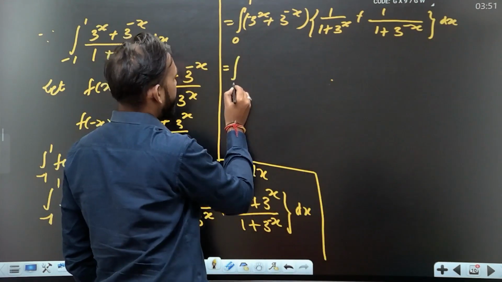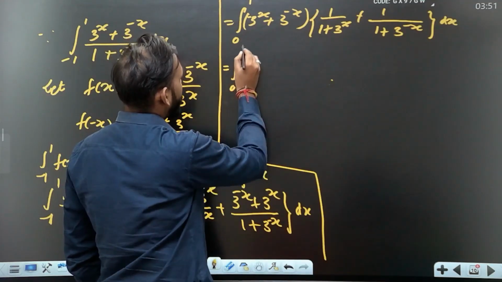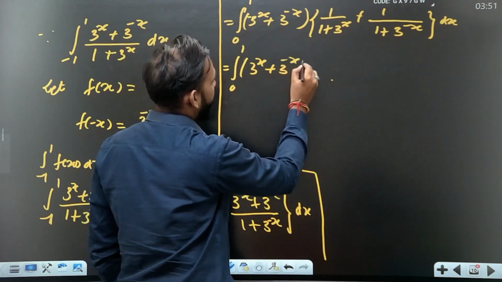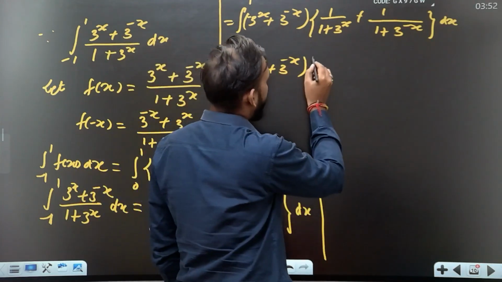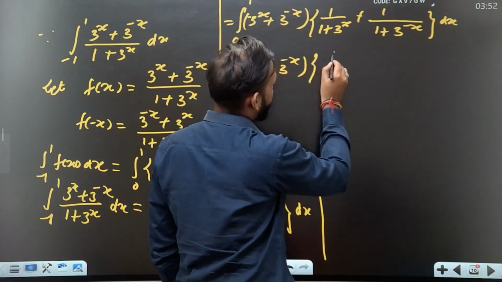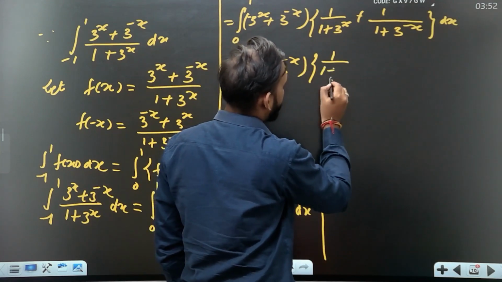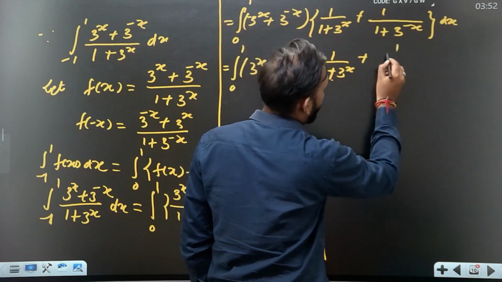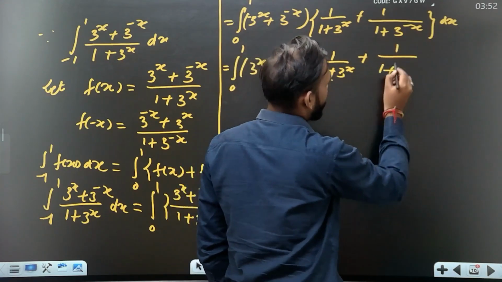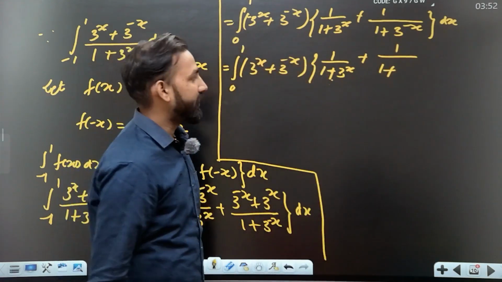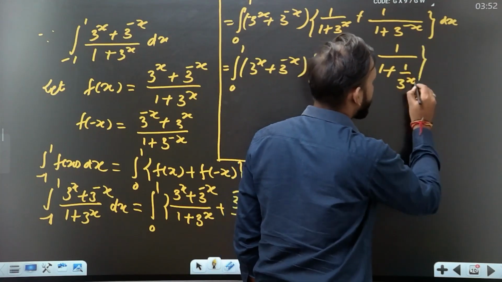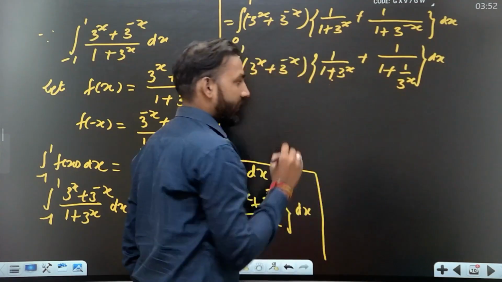Now integration 0 to 1, this 3 to the power x plus 3 to the power minus x as it is, and we can write this particular thing as 1 over 1 plus 3 to the power x plus 1 over 1 plus 3 to the power minus x. We can write this thing as 1 over 3 to the power x. Yes or no? Yes sir.